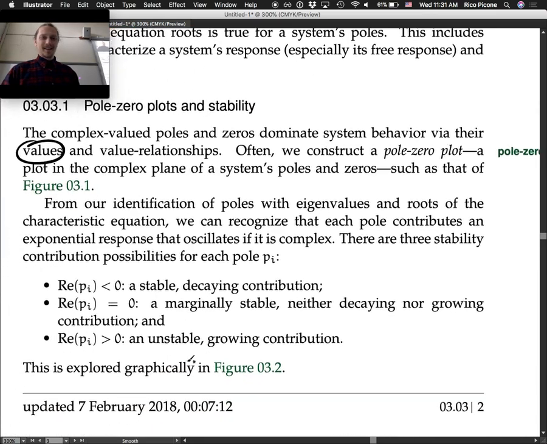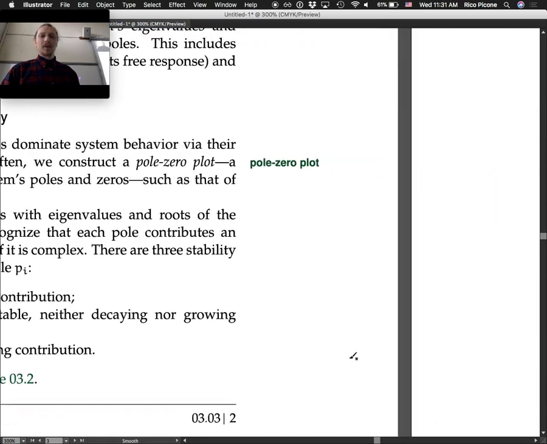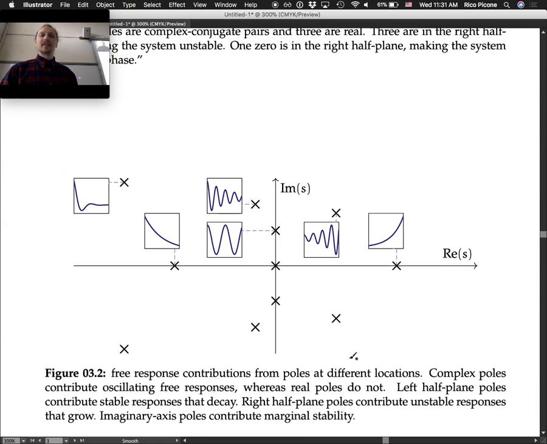Okay, and then let's see. Explored graphically in Figure 3.2. So what I've done here is I've shown a bunch of different pole locations, and I've drawn little free response plots that correspond to the contribution that pole would contribute to a system.